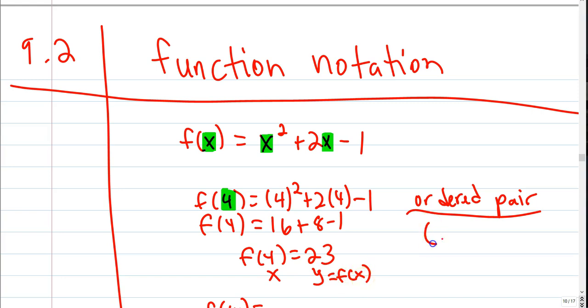So our ordered pair is going to be the x, which we drag down with us, comma, the function of 4 with the y value, which is 23. So it's a way of kind of keeping track of the x's, whatever we plugged in, as we go.